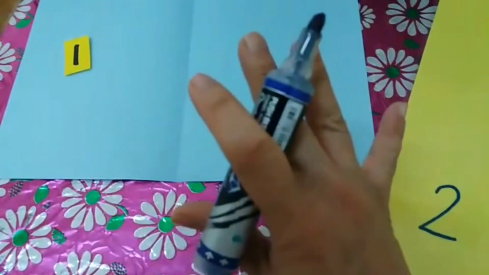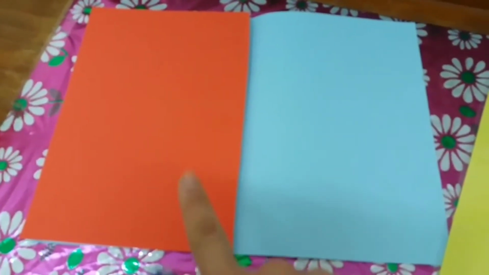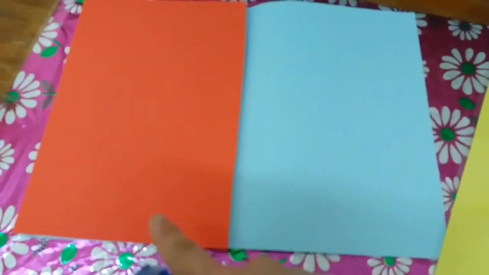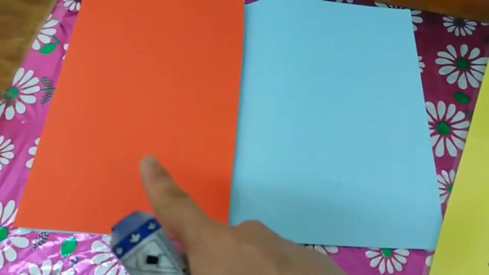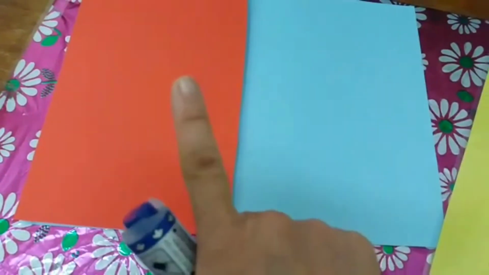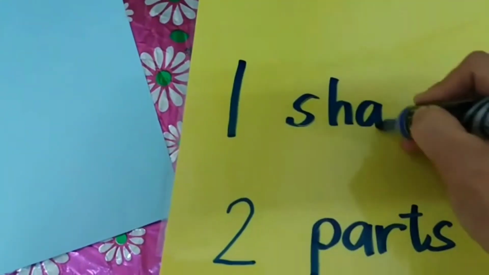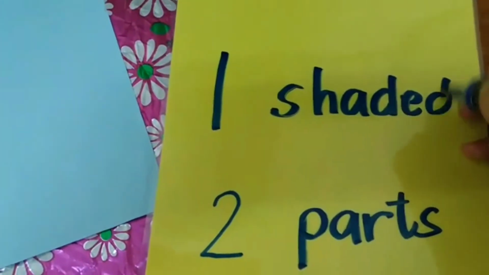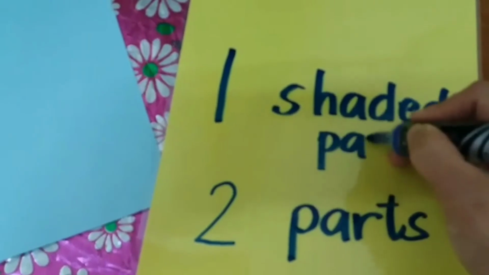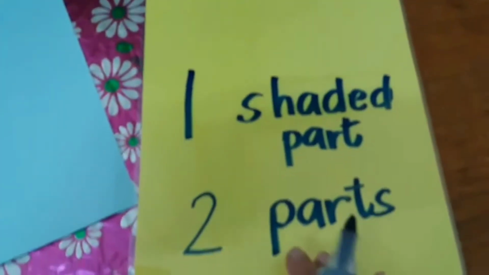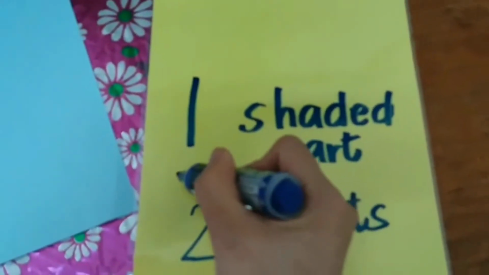But wait! I put a shade in one part. How many parts did I shade? 1. So I will write here 1. 1 shaded part. Since we are talking about fraction, there is a line in between.